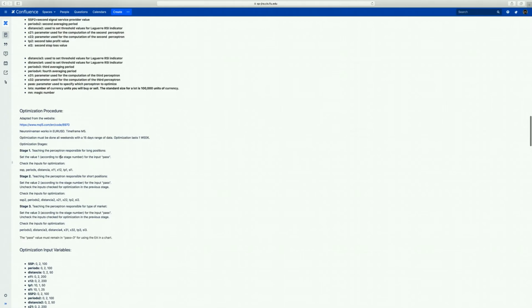In the first stage, you teach the first perceptron, and you set the value of the parameter passed to 1. In the second stage, you teach the second perceptron, and you set the value of the input parameter passed to 2. In the third stage, you teach the third perceptron, and you set the value of the input parameter to 3.